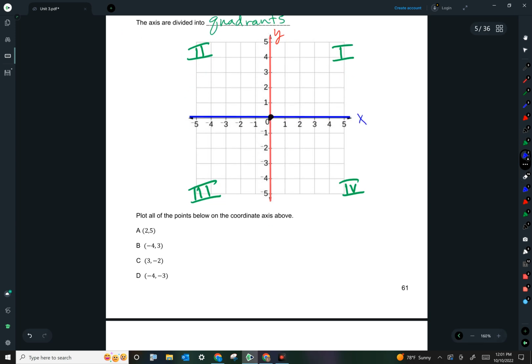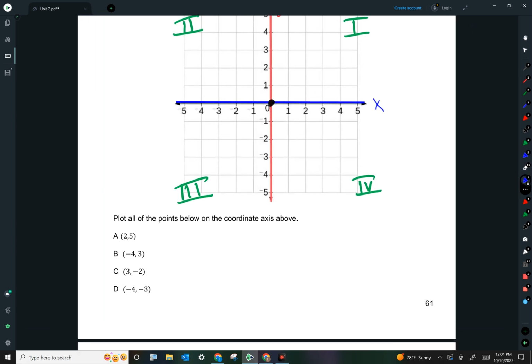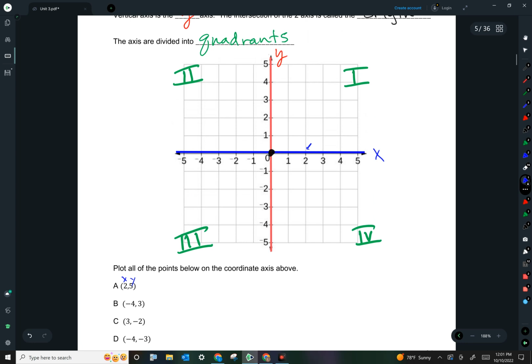So if I'm going to plot the point 2, 5, you keep in mind that for every ordered pair, the first coordinate is the x and the second coordinate is the y. So I'm going to go to where x is positive 2. That's going to take me right here, right? That's where x is positive 2. But then I don't put anything down yet. Then I go up to where y is 5. So that's the point 2, 5. Because the x is 2, it's the intersection of when x is 2 and when y is 5. And I'll just call that point A, since that's how it's labeled down below.